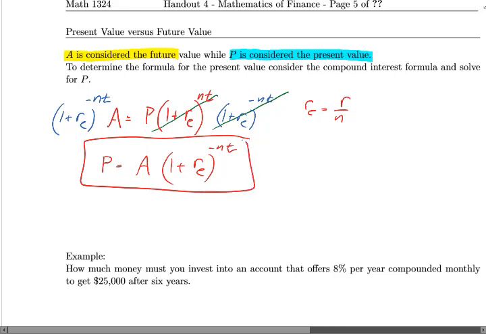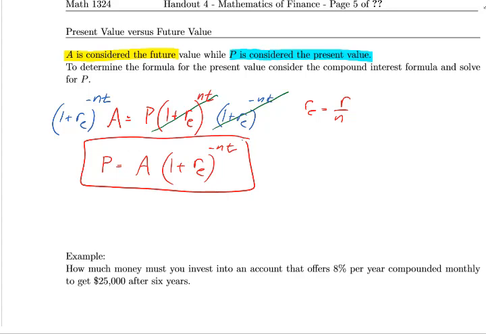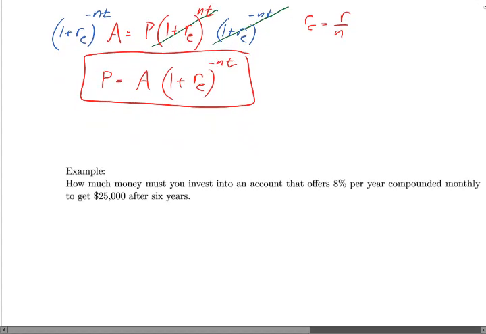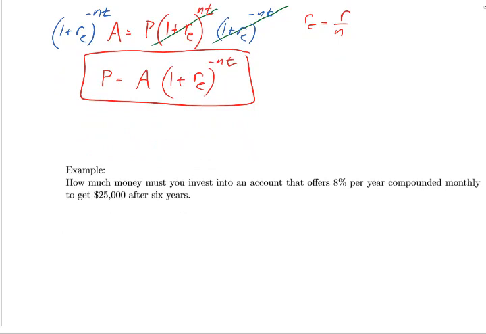And that's our formula. And this is important because if at a later date you want to know how much money you'll have in your investment, or if you know how much money you want to have in your investment, you've got to know how much money to invest given all these other factors. So let's go ahead and look at this example here.